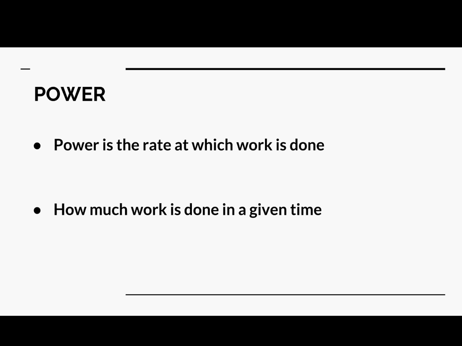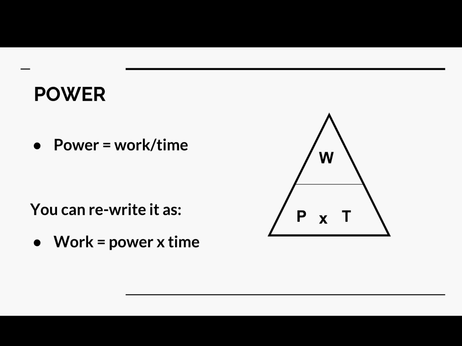If you have a more powerful engine, you can move the distance faster, move the car faster, accelerate faster. You can pull a heavier load if you have a more powerful engine. So if I have more power, I can do more work or the same amount of work in less time. So that's what powerful is. And here's how we calculate power. Power is work divided by time. So if I set that up, I can rewrite it as work is equal to power times time. So when I place it into my triangle, if you wanted to use the triangle over there, work goes in the top, power and time go on the bottom.